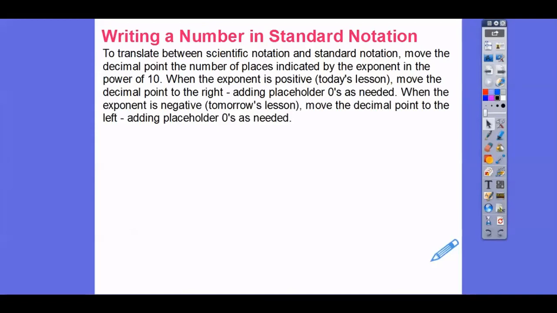Tomorrow, inshallah, we are going to talk about negative exponents. Move the decimal point to the left, adding placeholder zeros as needed. This is the second part.